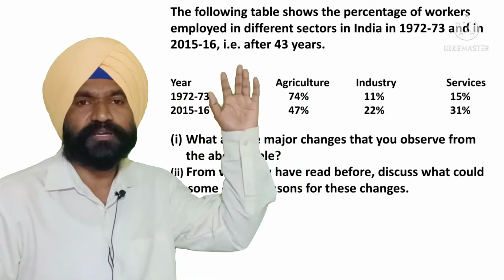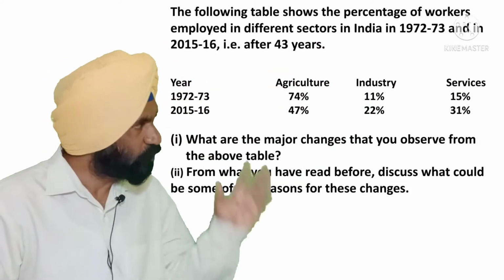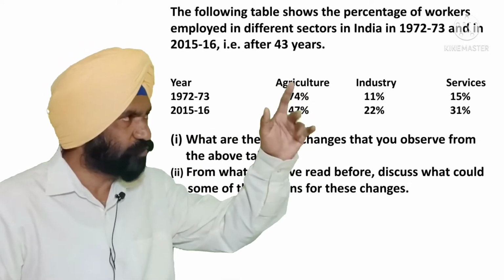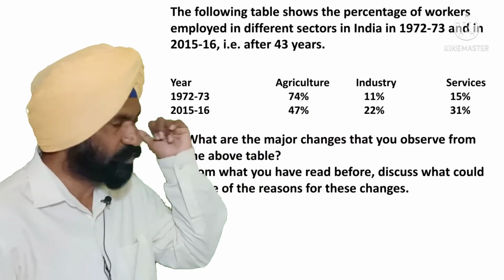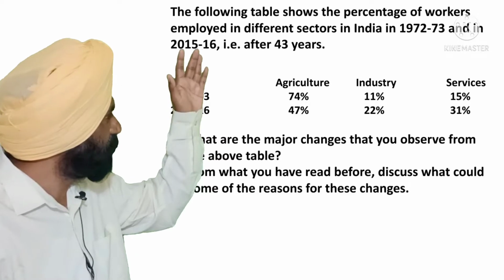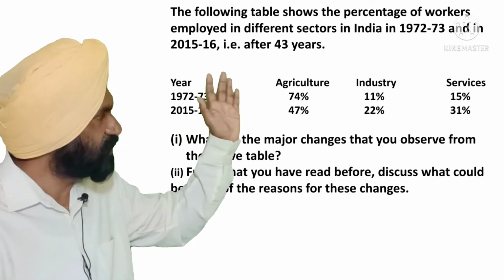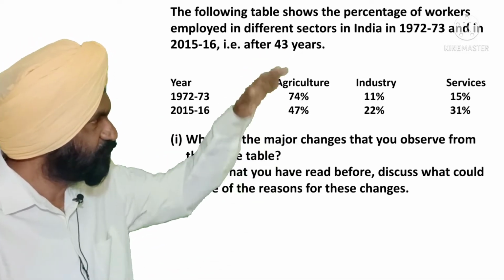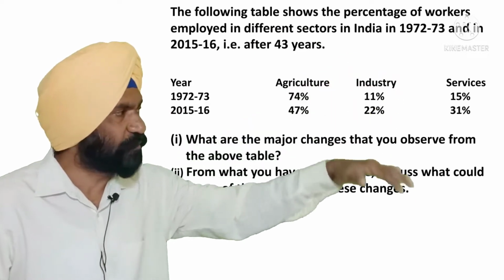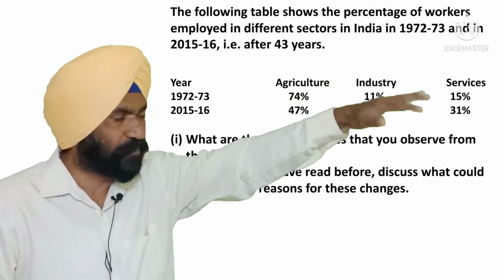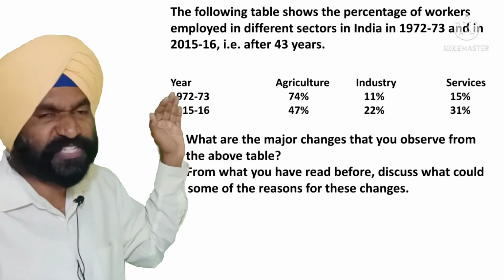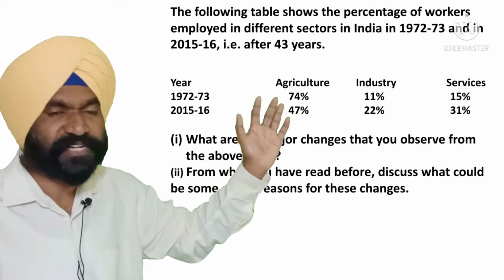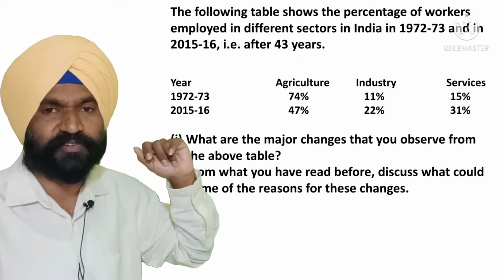The following table shows the percentage of workers employed in different sectors in two different years. One is 1972-73 and one is 2015-2016. Now you see here the years 1972-73 and 2015-16. The percentage of people employed in agriculture, in industry and in the service sector. The first one is 1972-73. The percentage of people employed in agriculture was 74%.